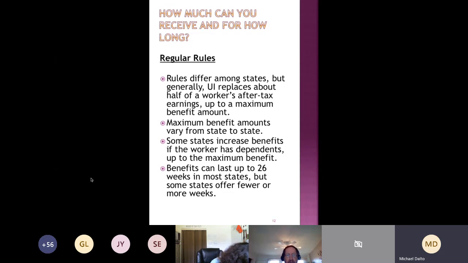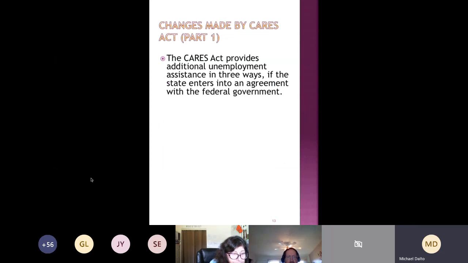There's also some variation about how long you can get benefits. In most states, it's generally up to 26 weeks, which is 6 months. But some states offer fewer, others offer more weeks. Missouri, again, only offers 20 weeks. Massachusetts offers 30. So there's still some variation from state to state on those details.